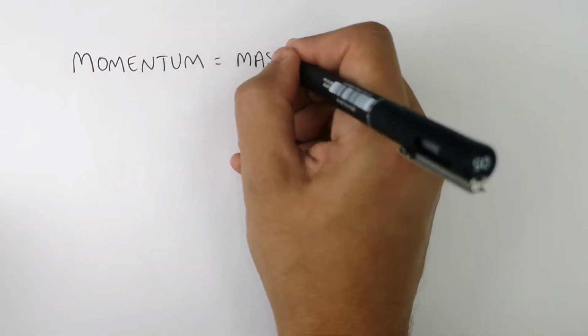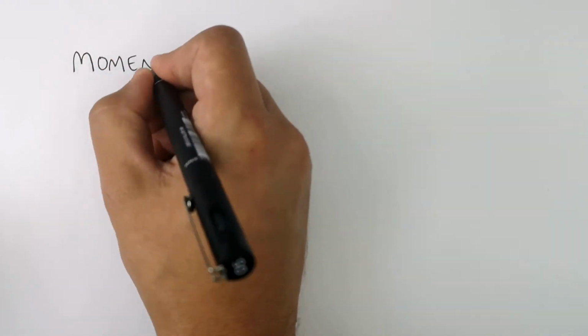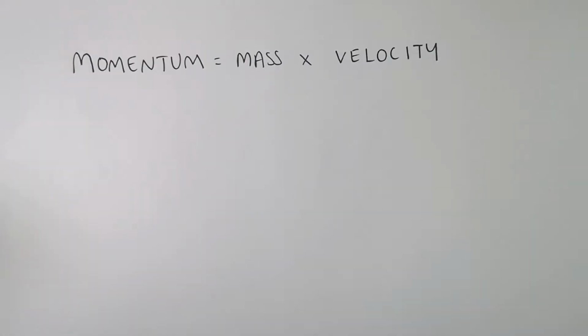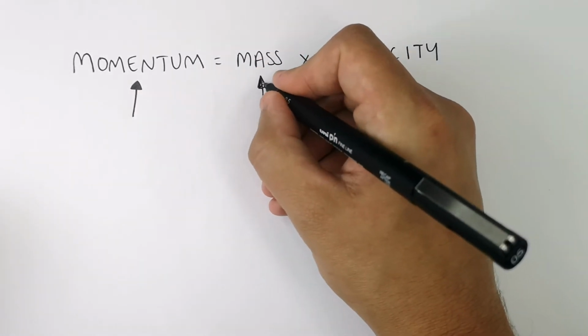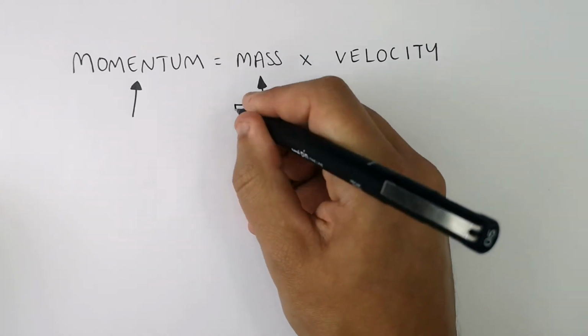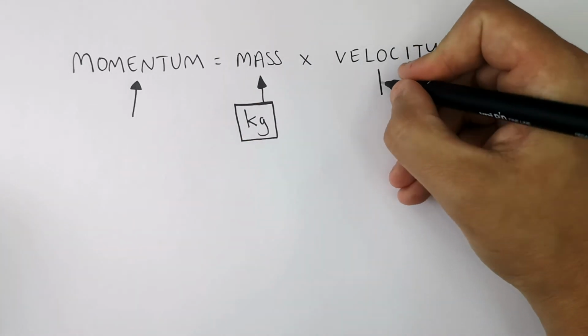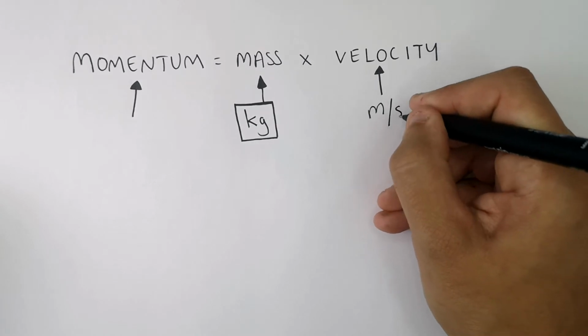Momentum equals mass times velocity. So what are the units for momentum, mass and velocity? The unit for mass is kilograms, kg. The unit for velocity is meters per second.